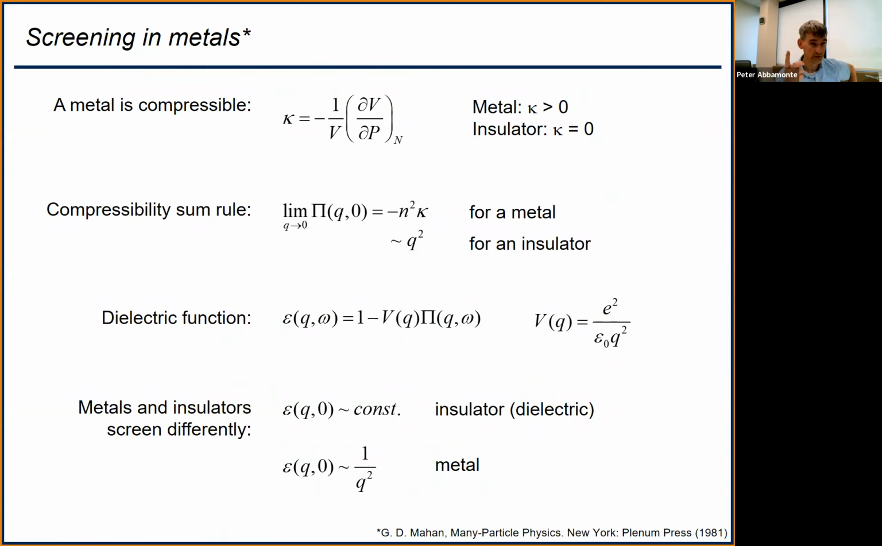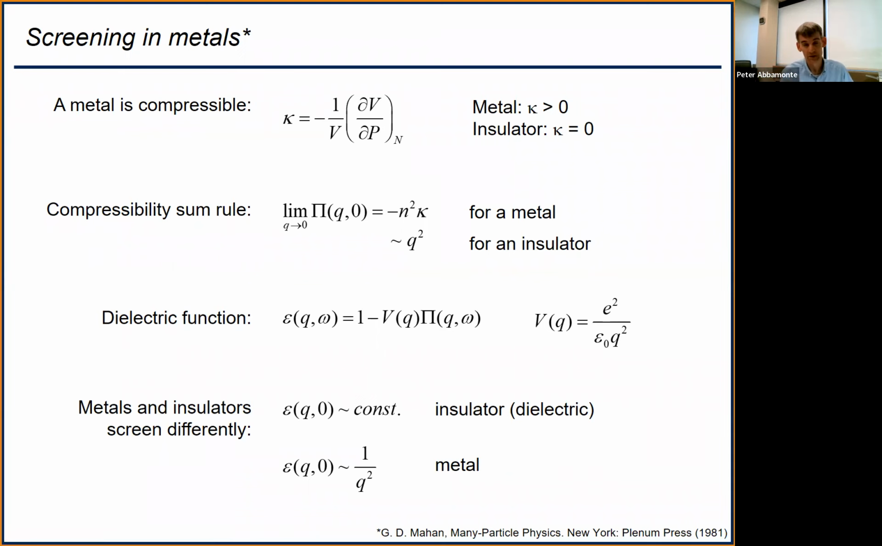Okay, so the fundamental property of a metal, if you talk to a theorist, is that it is compressible. The compressibility of a system is basically a description of how its volume changes under application of pressure. So this is a way of defining the compressibility at fixed particle number. And a metal is compressible because it has low energy excitations, so you can change its density, whereas an insulator is an incompressible object. It's just one way of defining the difference between those two things.